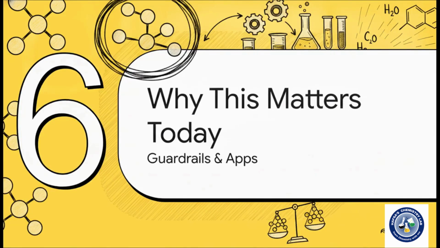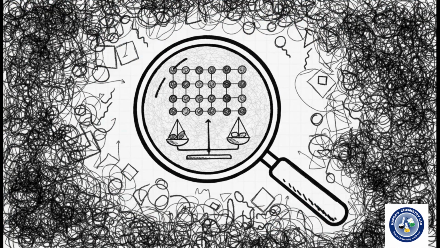And that leads us to our final section, Section 6, Why This Matters Today, Guardrails and Applications. To wrap up today's orientation, we really need to make sure you understand the practical guardrails and the definitive applications of this rule in your daily tasks. Why do we care so much? Well, because this law is the absolute basis of stoichiometry.